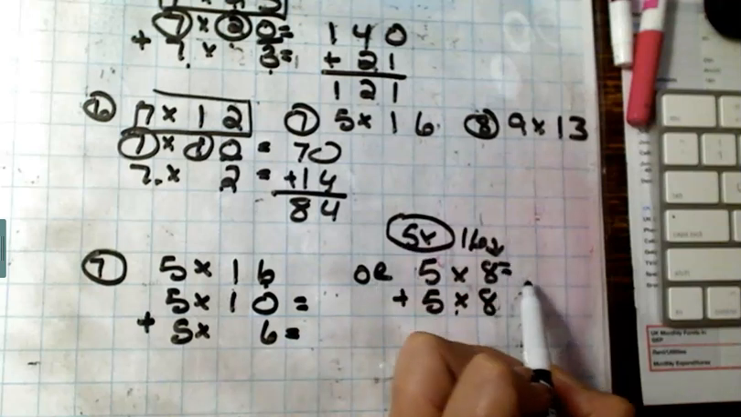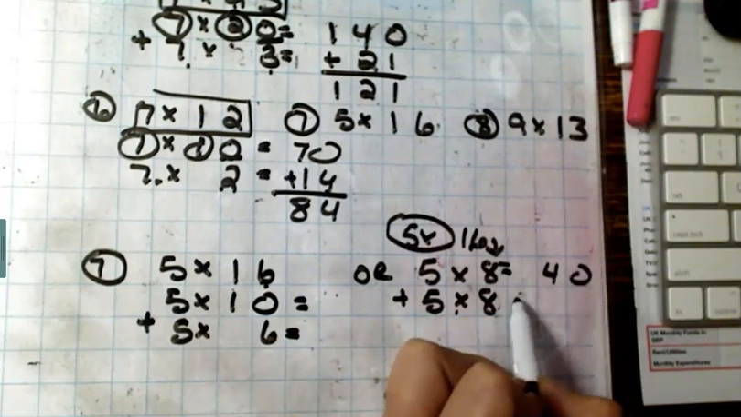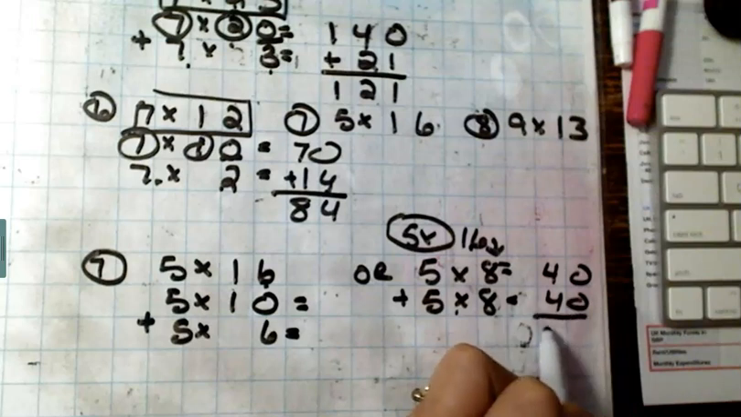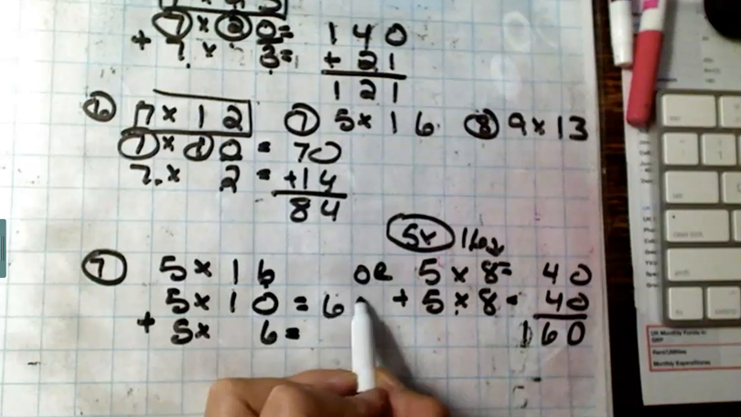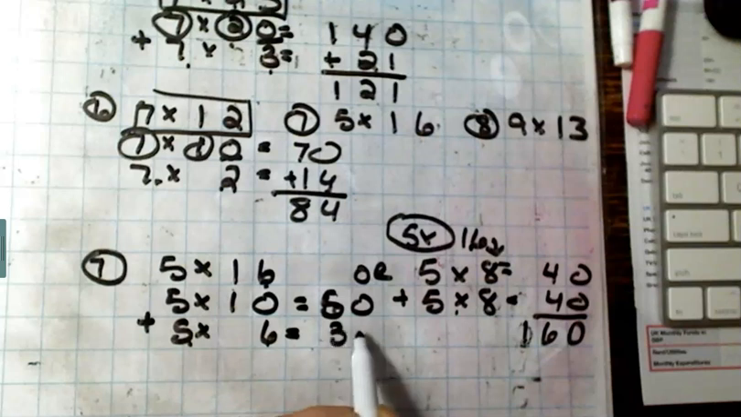So what's 5 groups of 8? 40. 5 groups of 8 is 40, so guess what the answer is? 160. I can check myself. 5 groups of 10 is 50. Whoops, sorry. 5 groups of 6 is 30.